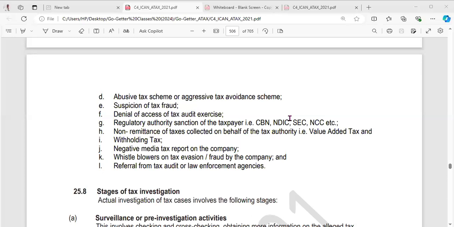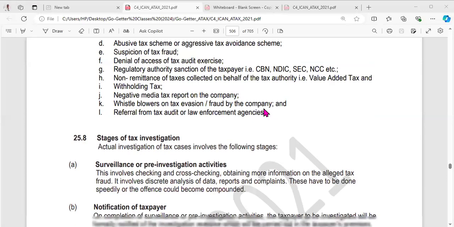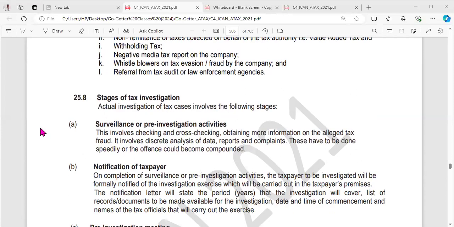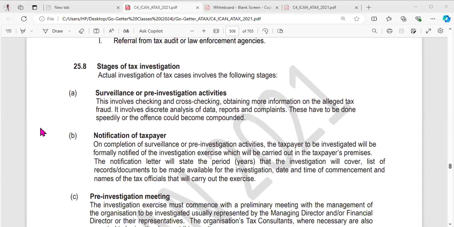Now, these are the stages of tax investigation. The first one is surveillance and pre-investigation activities. This involves checking and cross-checking, obtaining more information on the alleged tax fraud. So it means that they are checking, cross-checking. Maybe it's VAT that you are not remitting. They will need to get data. They will need to get reports, complaints.